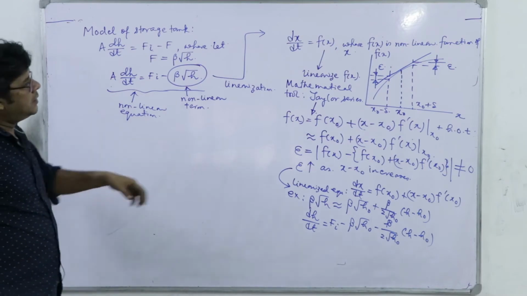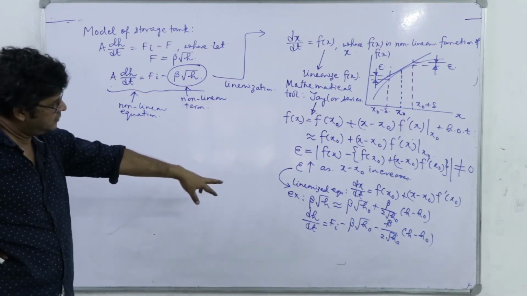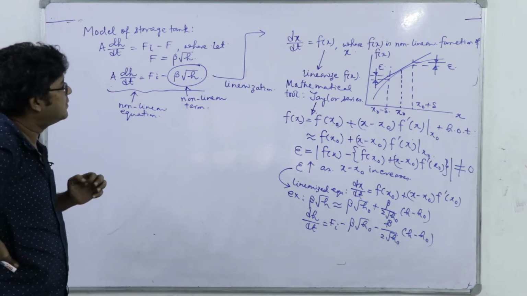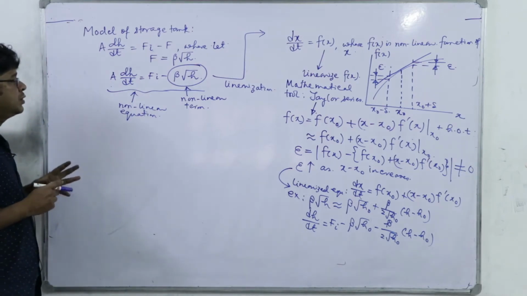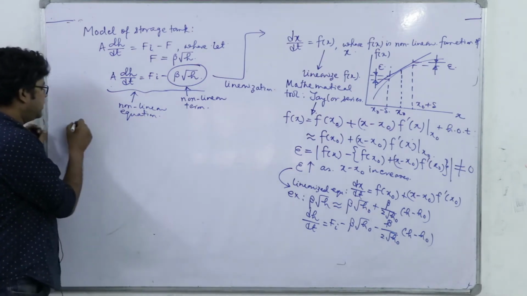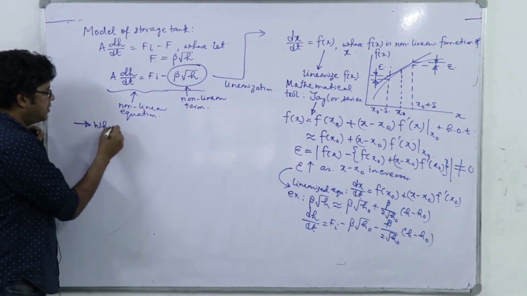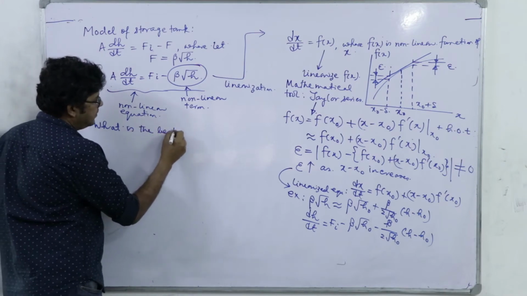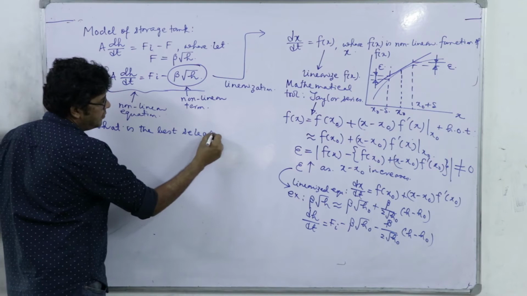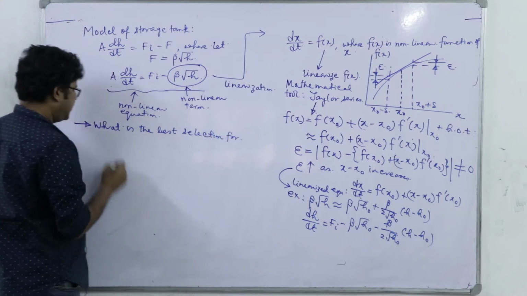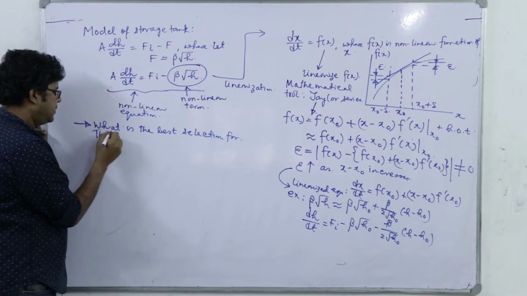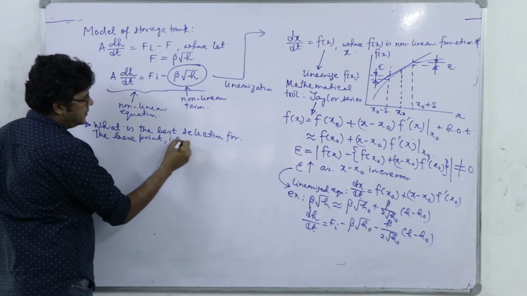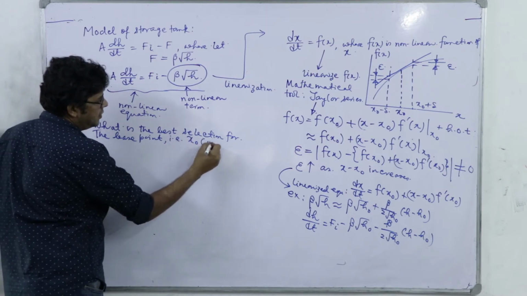Okay. So with that equation we can proceed for the solution, but before we go for the actual solution, we have to answer a question. What is that question? What is the best selection for the base point, that is x naught in general?